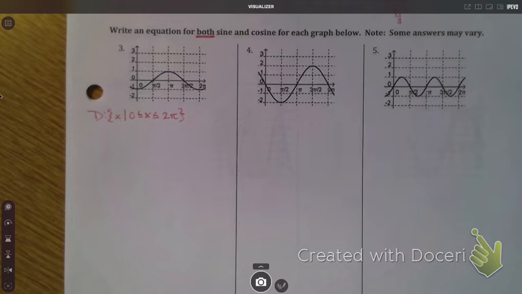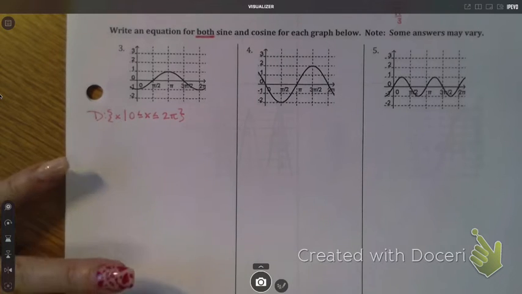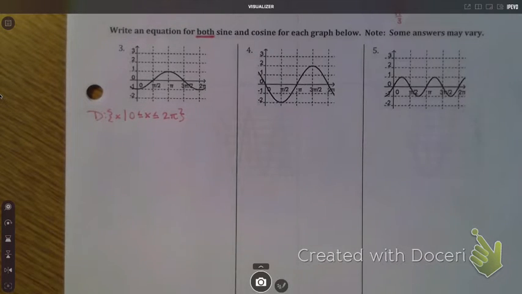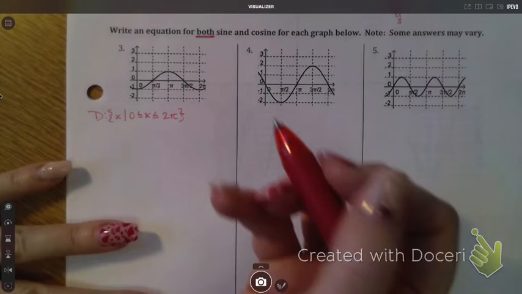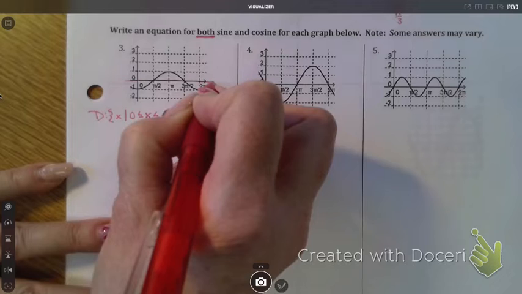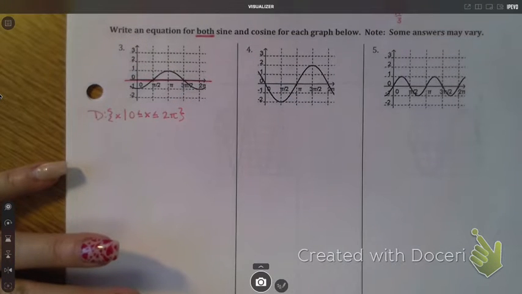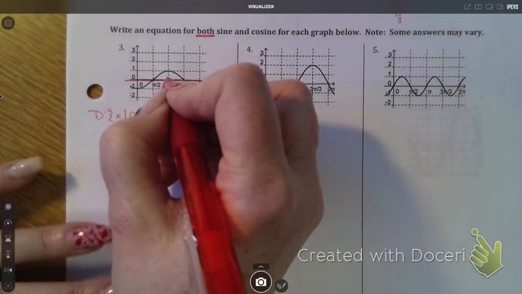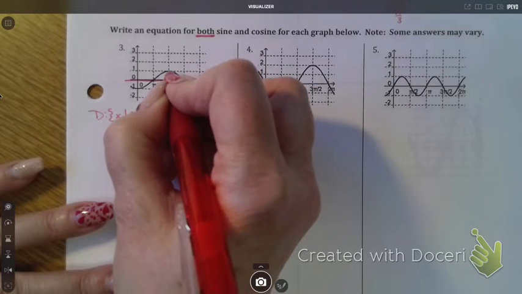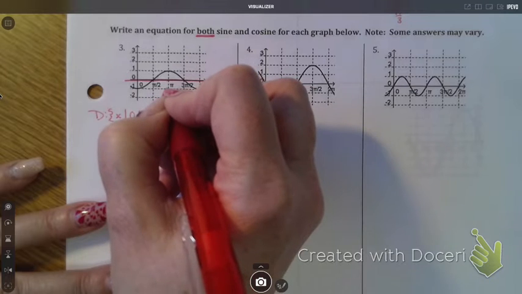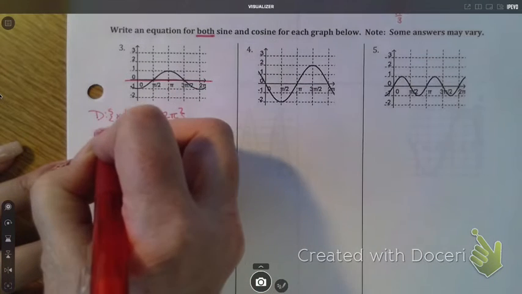Everything that's going to be the same, I'm going to write it in red. So we said things that are going to stay the same are amp, period, B, and K. So you will identify amp, period, B, and K for every graph. The amp is the distance from the center of the curve. The center of the curve happens to be at 0 on this one. How far does it go from 0 up? 1. How far from 0 down? 1. So the amp is 1.